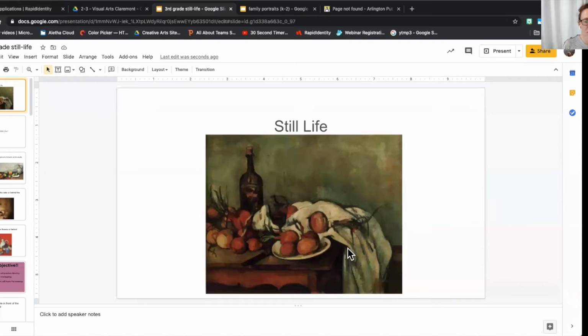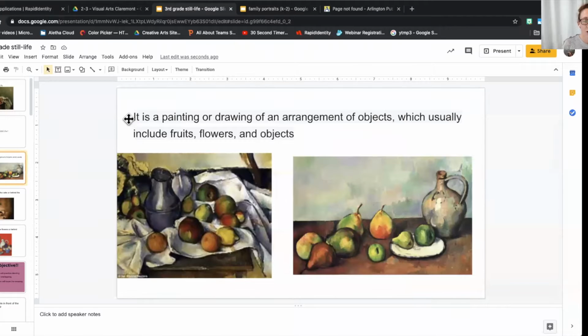Boys and girls, this week we learned about how to put objects on a table to create a still life. And so let's review what we learned. We learned that artists create artwork that is called a still life. That means objects that are still, they are not moving. Usually it's a painting or drawing of an arrangement of objects, usually including fruits, flowers, and other things.